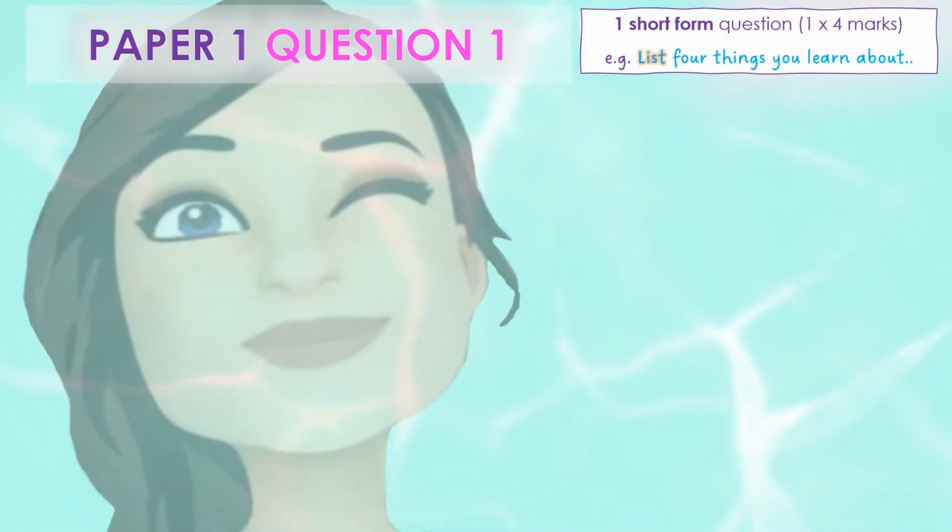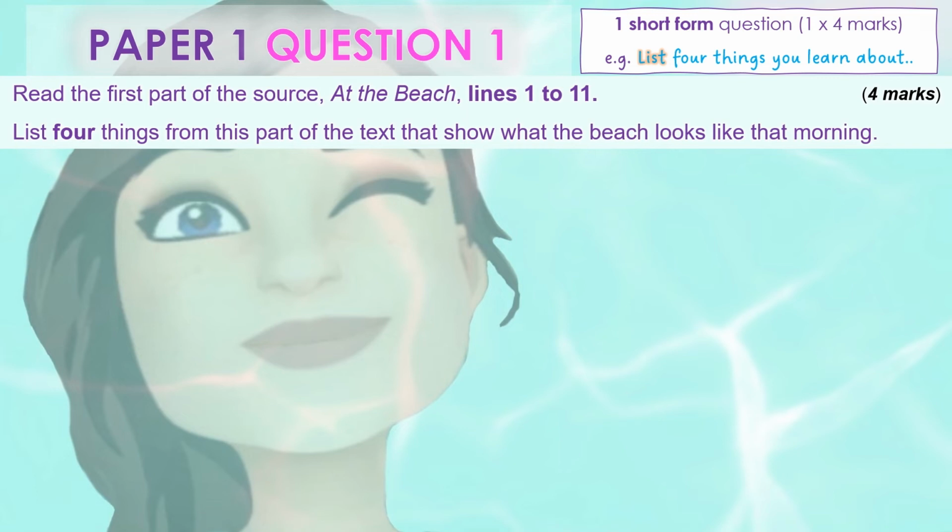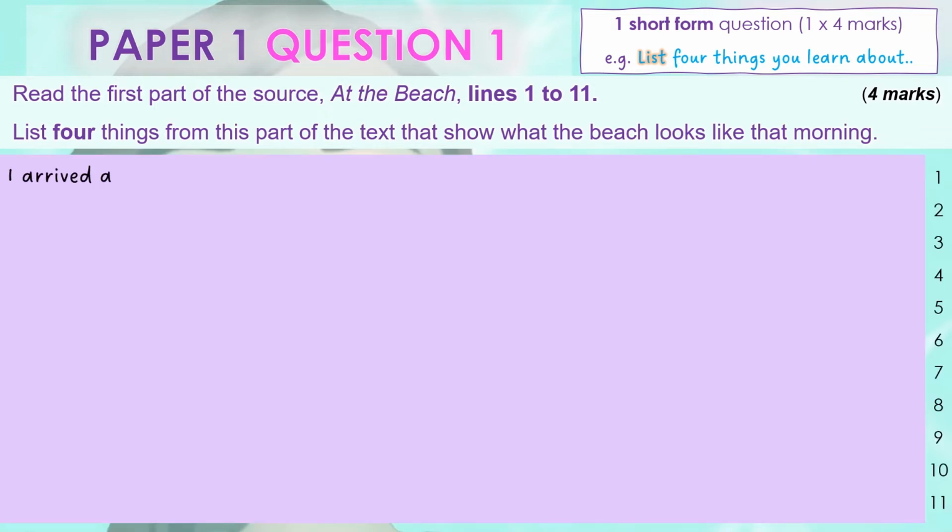Paper 1, question 1, if you remember, is the short form question worth 4 marks, and is looking for explicit information. So you don't need to analyse the text in order to find the answers. Let's look at an example. Read the first part of the source, at the beach, lines 1 to 11. List 4 things from this part of the text that show what the beach looks like that morning. Let's look at the text.